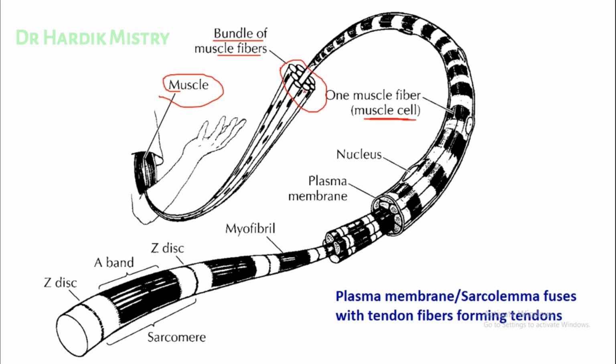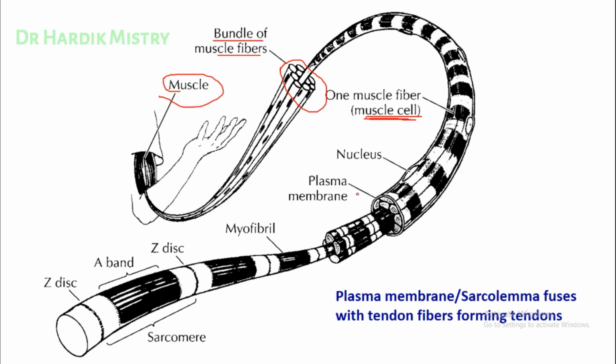Out of these bundles of muscle fibers, when we take one muscle fiber, it is known as a muscle cell. Inside the muscle cell there is more than one nucleus present. The muscle fiber is the single cell of this muscle, and the cell membrane of the muscle cell is known as the plasma membrane. We will see later what the other name of the plasma membrane is, specifically for the muscle fiber.